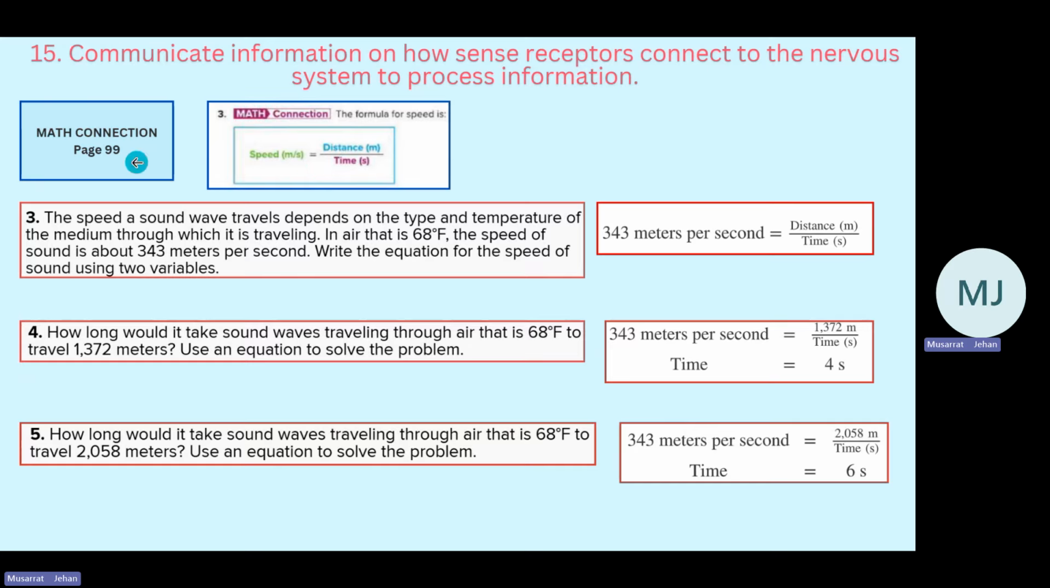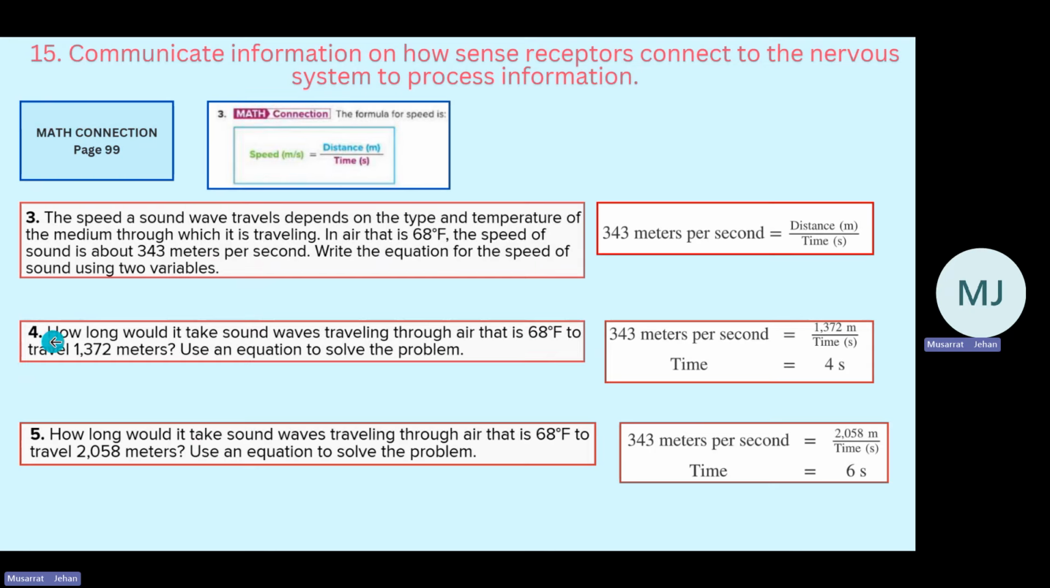Here they've given you a question. It says the speed of a sound wave depends on the type and temperature of the medium through which it is traveling. In air at 68 degrees Fahrenheit, the speed of sound is 343 meters per second. At different temperatures, the speed of sound is different. If they ask you some other temperature, they will give you a table which will show different temperatures with their speeds. In this case, at 68 degrees Fahrenheit, speed is 343.